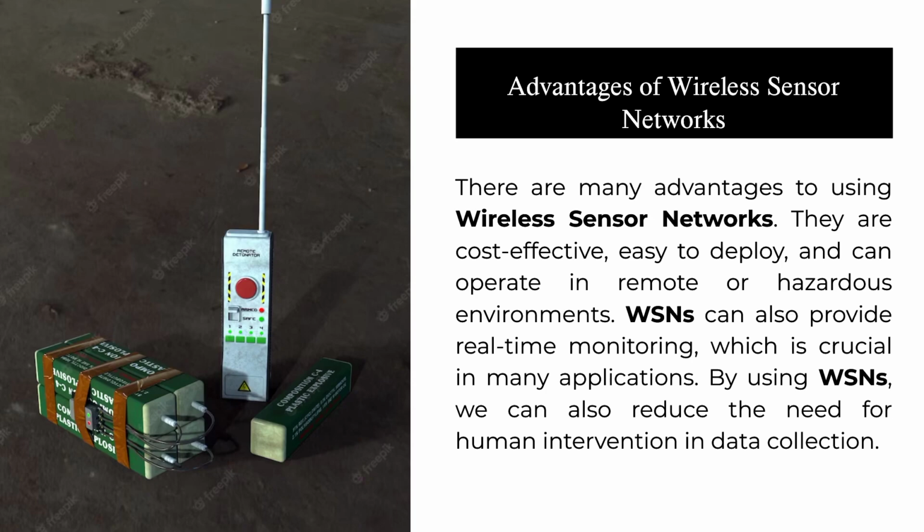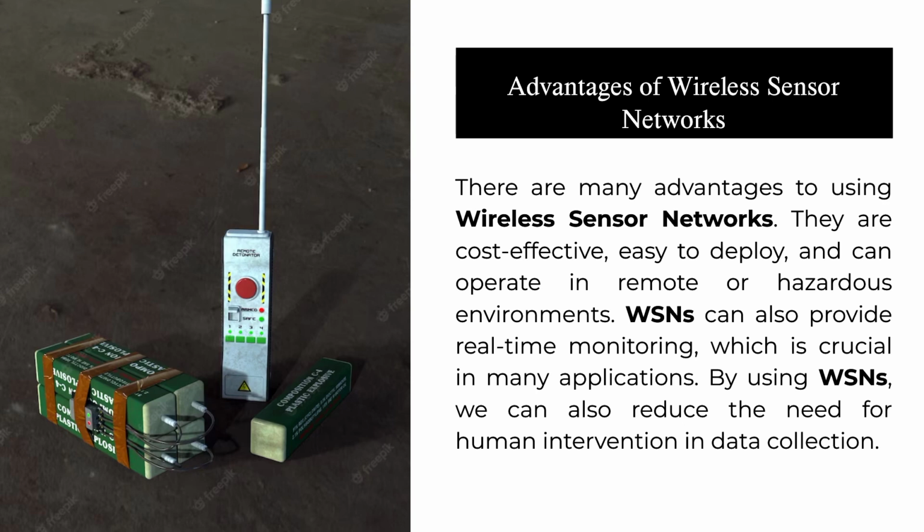The second one is that it is low cost. Wireless sensor networks consist of small, low cost sensors that are easy to deploy, making them a cost effective solution for many applications. WSNs also eliminate the need for wired connections, which can be costly and difficult to install. Third one is flexible. They are adaptable to different environments and applications. They can be deployed in various topologies and configurations such as star, tree, mesh, or hybrid.